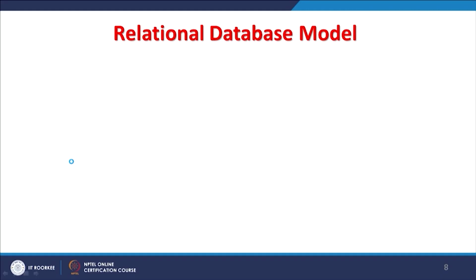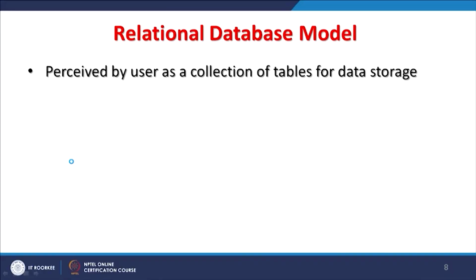Now the third type of model is the relational database model, which is the most commonly used in GIS, and very useful compared to the other two database models which we have discussed so far. This is basically perceived by users as a collection of tables for data storage. For each spatial object or layer, you have a table or attribute. If you have point data, you have an attribute table. If you have polyline data, you have an attribute table. If you have polygons, the same, you have attribute tables.